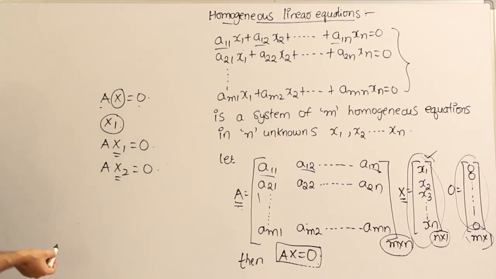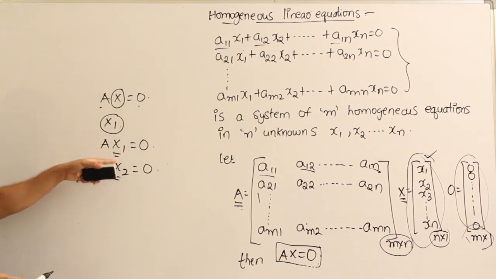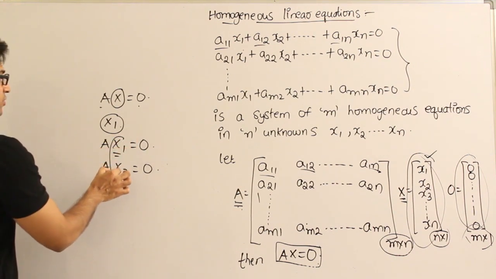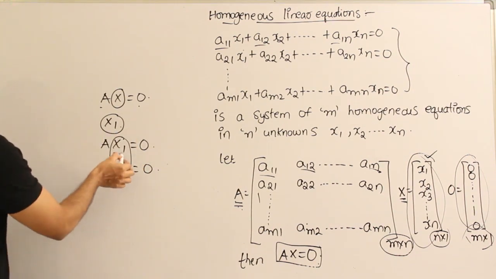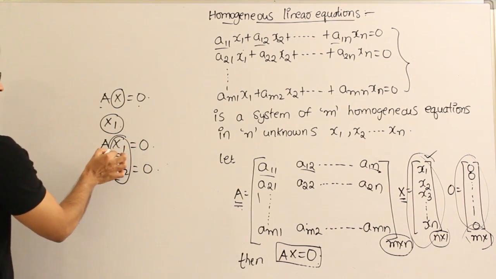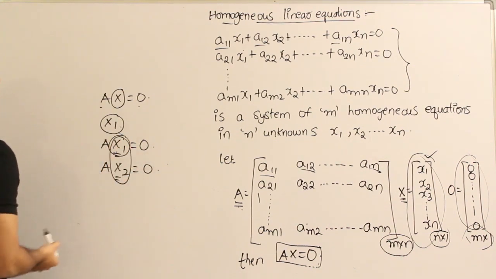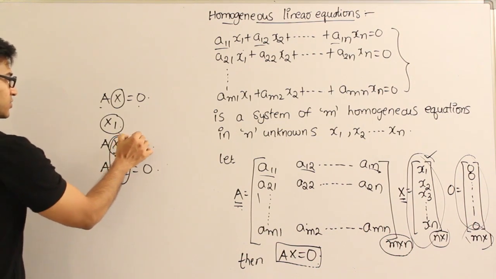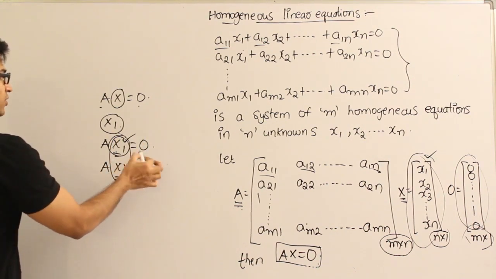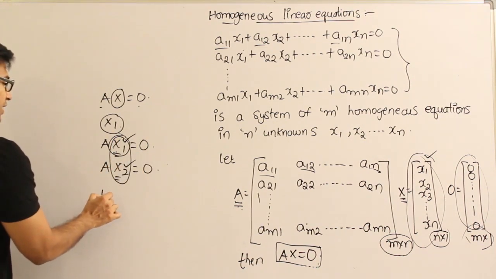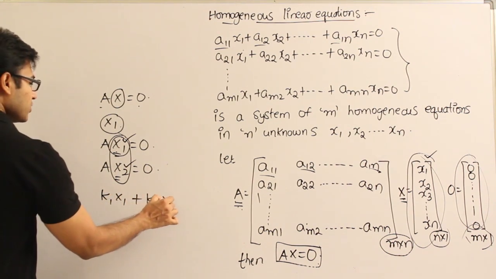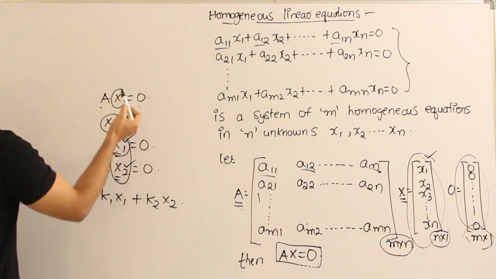It so happens that if you are able to find two solutions like this, then you will be able to find many solutions. Any linear combination of these two solutions is again a solution, or even if you multiply this solution with a constant, that will also be a solution. What I mean to say is, if I have x1 as a solution to this and x2 as a solution to this, then k1 into x1 plus k2 into x2 will also be a solution to this.